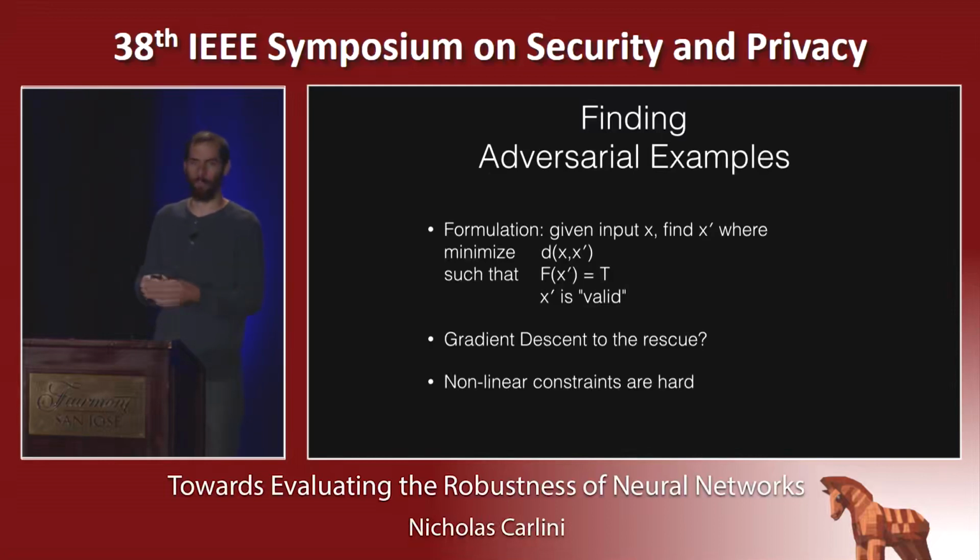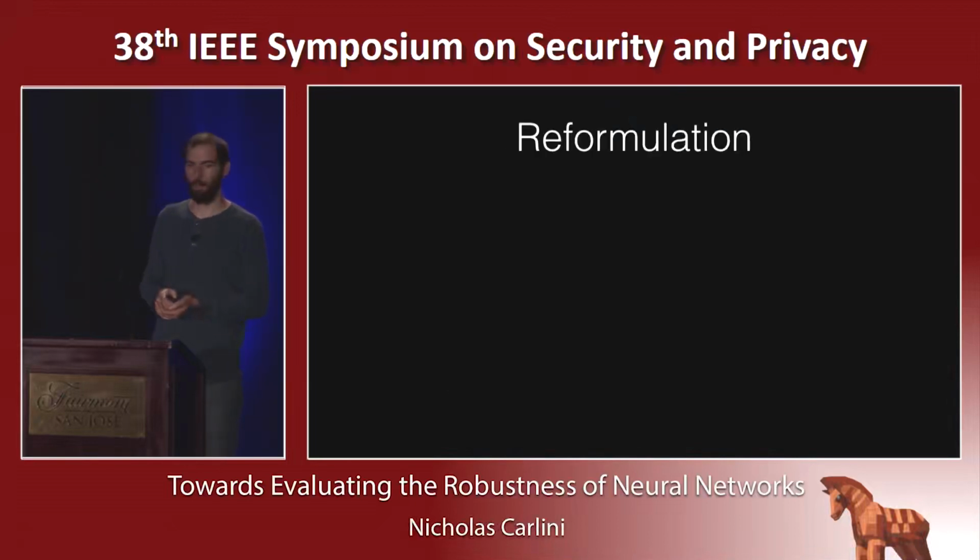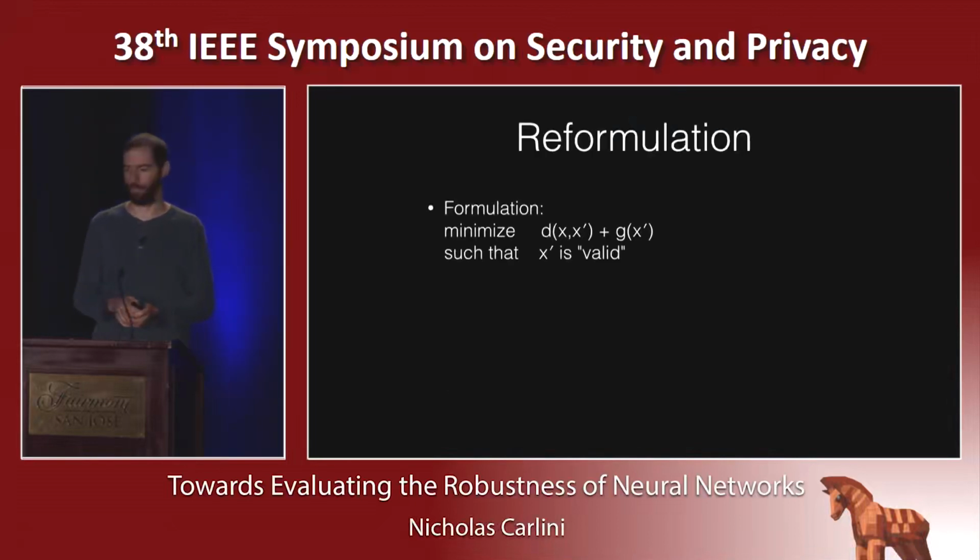Gradient descent works well over smooth boundaries, but we're evaluating a neural network in the constraint, which makes it very, very difficult. So instead what we do is we take a trick from the convex optimization literature, and we move the difficult constraint into the objective function. And so we give a reformulation that looks something like this.